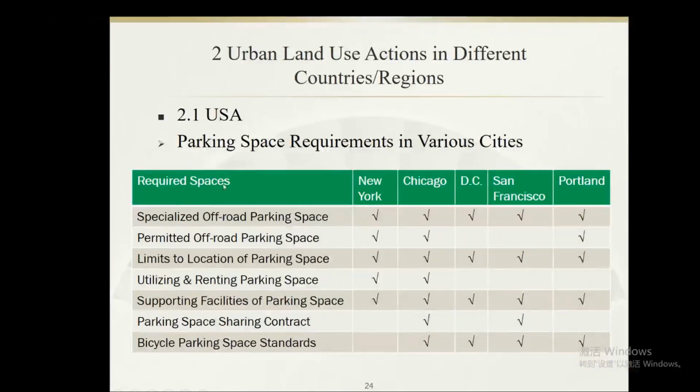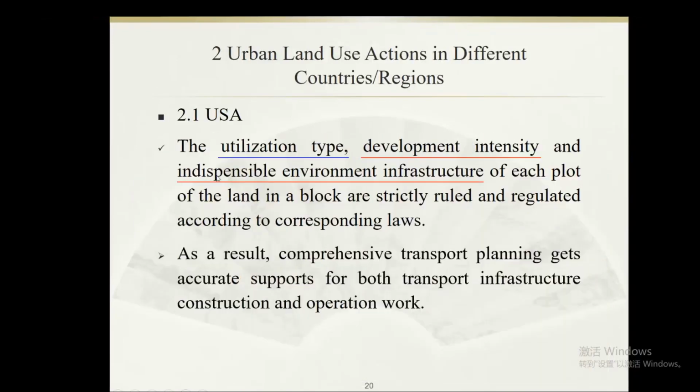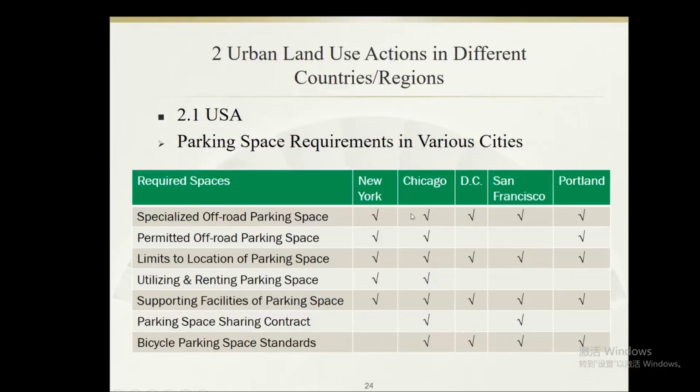Okay, just now I also mentioned indispensable environmental infrastructure, including parking lots. If you are rich, in US, you buy a plot of land and then you build another building. At the same time, you need to understand that in New York, around your building, you need to have specialized off-road parking space. You need to have permitted off-road parking space around. You need to have limits on the location of parking space. You need to have utilizing and renting of parking space. You need to have sporting facilities of parking space.